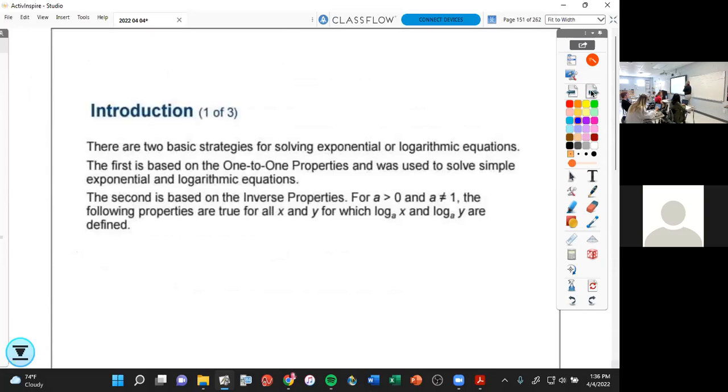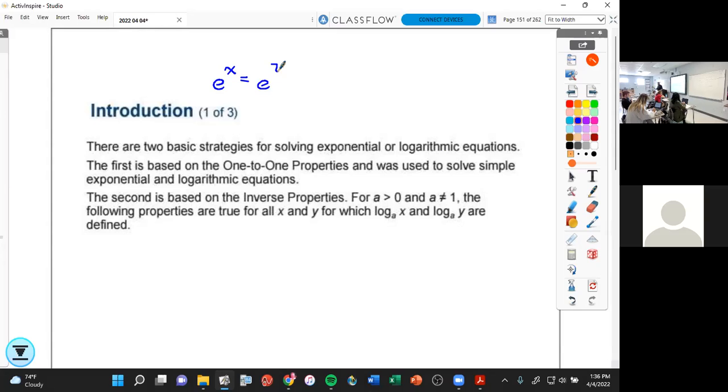Two basic strategies for solving exponential and logarithmic equations. The first one is one-to-one. This is used to solve simple exponential and logarithmic equations. For instance, if I said that e to the x was equal to e to the 7th, what's x? It's one-to-one. We know that if e is raised to a power, then the powers have to equal each other. One-to-one. The second is based on the inverse properties.